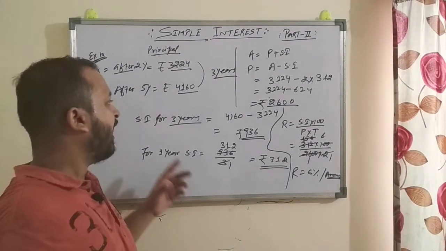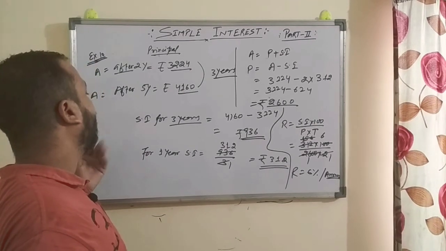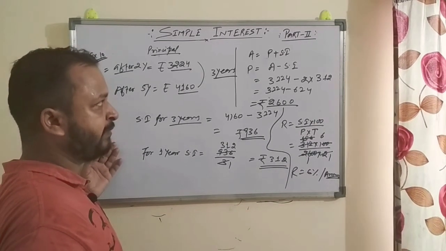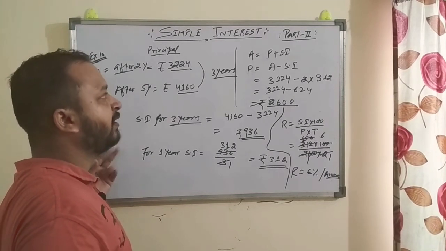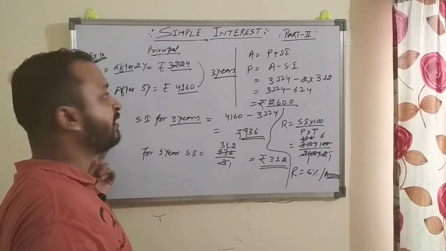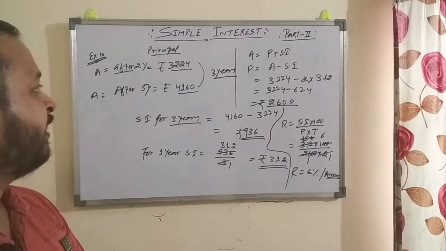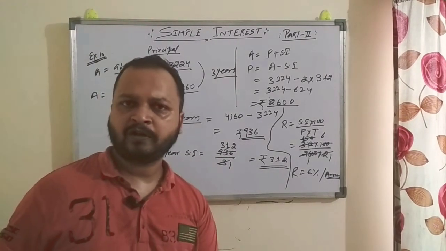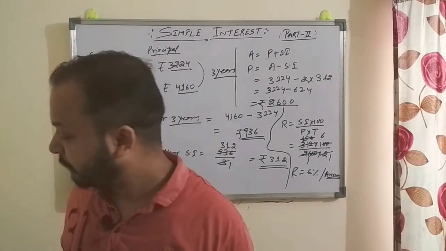Right? This is a very conceptual question. This question is checking whether the concept of simple interest is clear or not. So do it carefully. If you do not understand it, just repeat 2 or 3 times, you will easily get it.